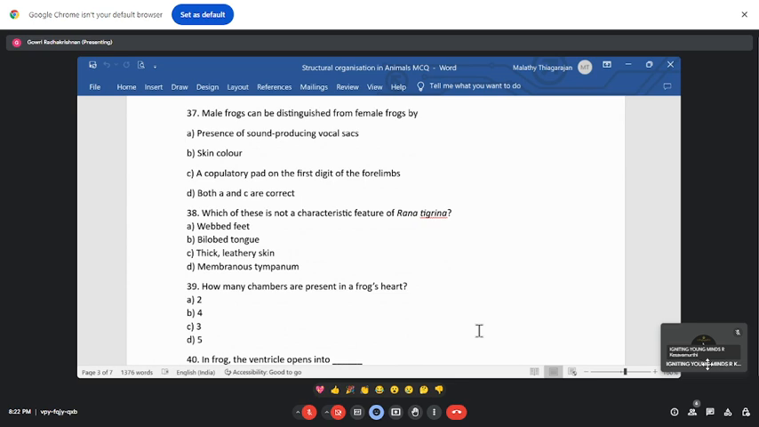Okay. Now skin color, is there any distinguishable difference? No. All types of colors and designs are found in both. All right. A copulatory pad on the first digit of the forelimbs. Yes, it is there in the male frog. It is not there in the female frog. So, male and female frogs have many differences. But the distinguishing differences are the sound producing vocal sacs and a copulatory pad on the first digit of the forelimb.